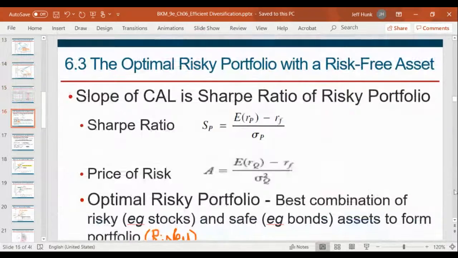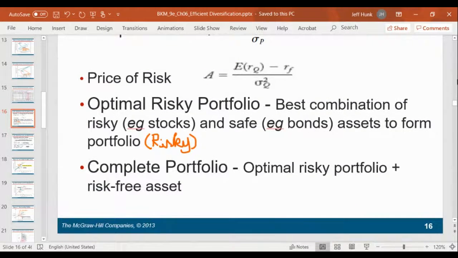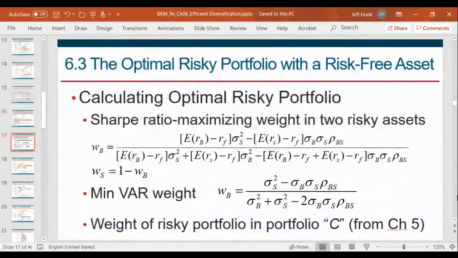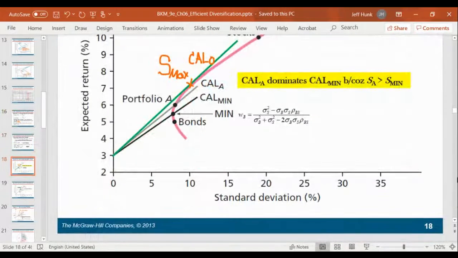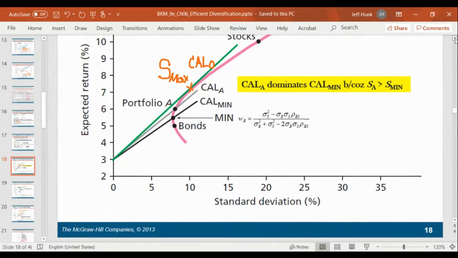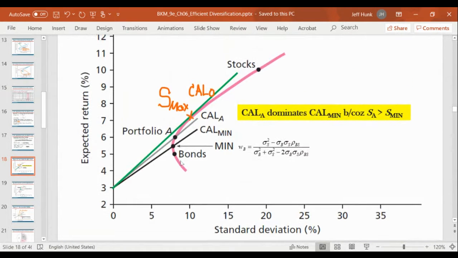Now, we bring back the concept of the capital allocation line, and we know the slope of the capital allocation line is the Sharpe ratio. So if this is our frontier, the frontier of investment opportunity sets, and we draw a capital allocation line, this line passes through the minimum variance point.